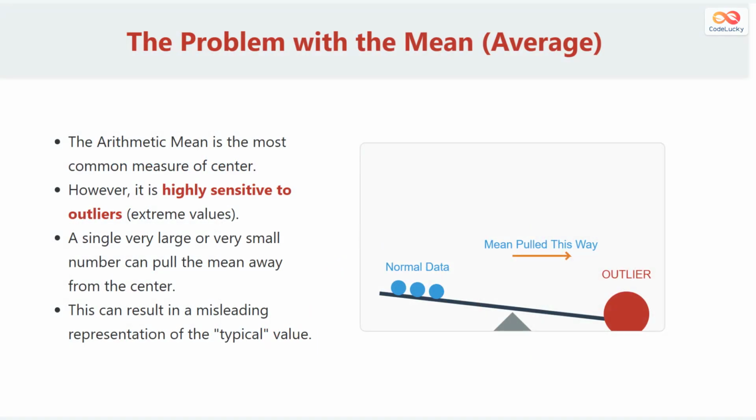First, let's talk about the arithmetic mean, or what we usually just call the average. It is the most popular way to find the center of data, but it has a major weakness. It is very sensitive to outliers. Imagine a group of people with average height, but then a giant enters the room. That one extreme value pulls the average up, making it look like everyone is taller than they actually are. This can be misleading.